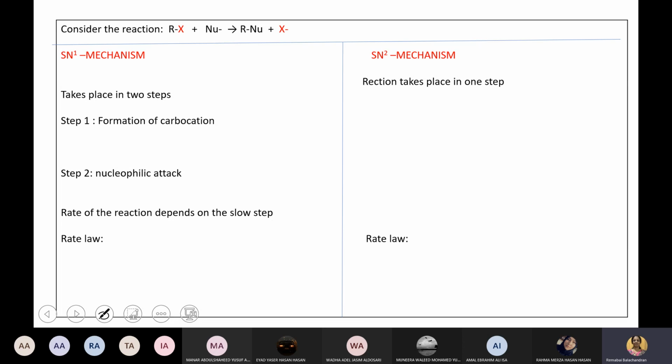I told you it takes place in two steps, right? Step number one, formation of a carbocation. The first step is RX, it is a slow step. You get R plus and X minus. So here, this is the carbocation. The reactivity depends on the stability of the carbocation.